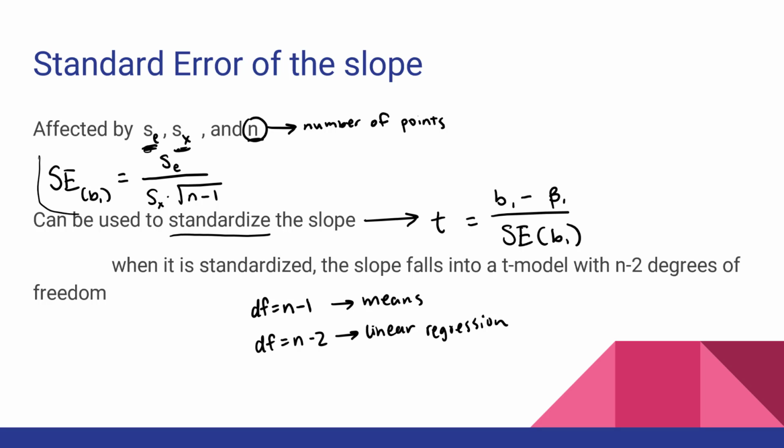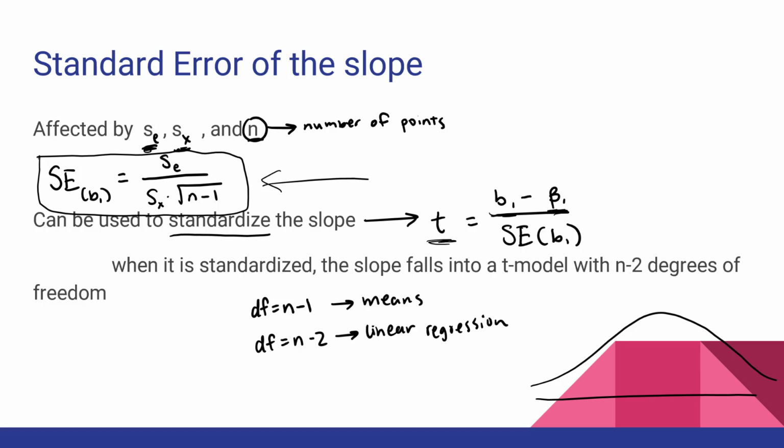So the actual formula for it is here. It's the standard error of the residuals divided by the standard deviation of x times the square root of n minus 1. So you can use this value to standardize the slope. If you want to get a t-score for your slope, that would be equal to your sample slope minus the population slope over the standard error, where the standard error is this big formula here. When it's standardized, again, it's a t-score because we're talking about means here. The slope is going to fall into a t-model, and the t-model is not going to have n minus 1 degrees of freedom, it's going to have n minus 2 degrees of freedom.